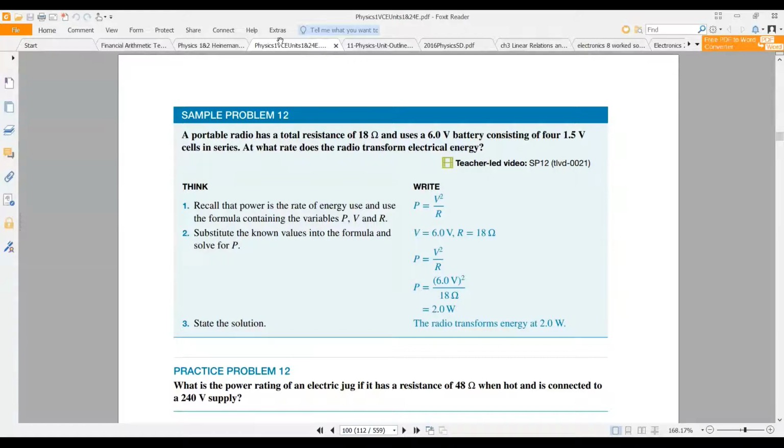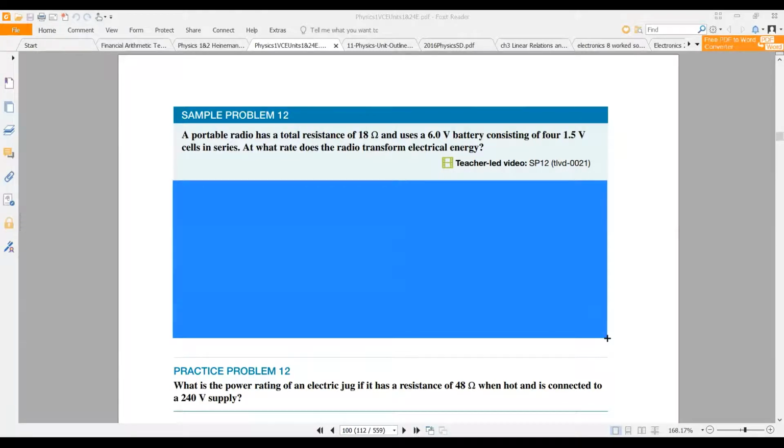So give me a second. If you want to just read what they've said, how they do the problem, then you can. But we're going to try and do it ourselves, just so that you guys can see how this would get done. So a portable radio has a total resistance of 18 ohms and 6 volts, consisting of 4 1.4 volt batteries in series. At what rate does the radio transform electrical energy? So at what rate are we actually pumping electricity?